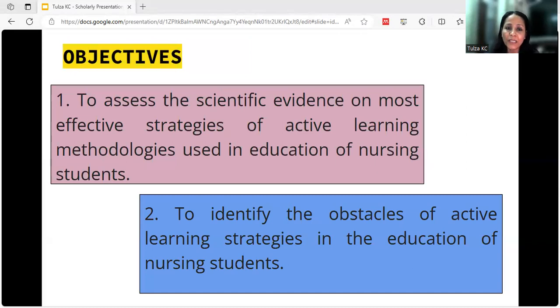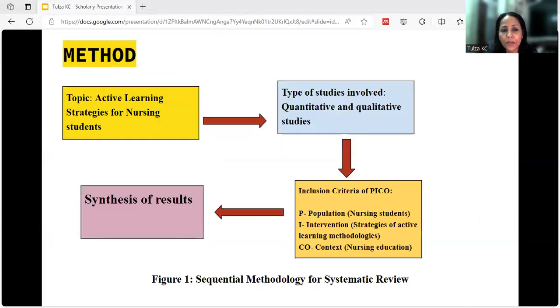The specific objectives of this review were to analyze the scientific evidence regarding the use of the most effective active learning methodologies used for educating student nurses, as well as the obstacles in adopting them in classroom and clinical settings. Regarding methods, this is a systematic literature review study, which is characterized by an approach to generate clinical and teaching best evidence with the help of available literature.